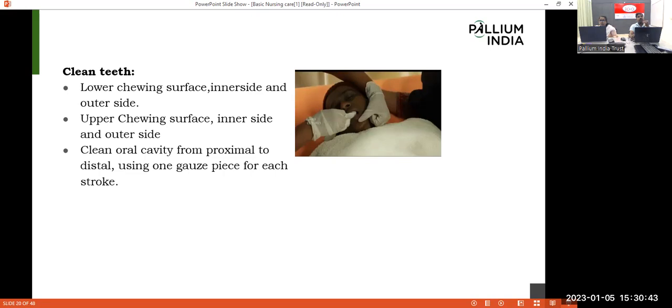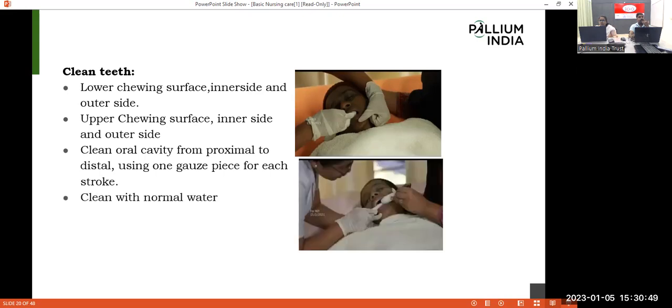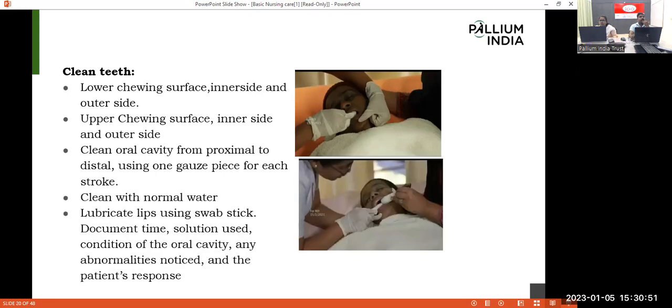For each stroke of cleaning, a separate gauze piece or cotton ball needs to be used to clean the oral cavity. Then at last, normal water can also be used for the same procedure. Again, continue by using the normal water.